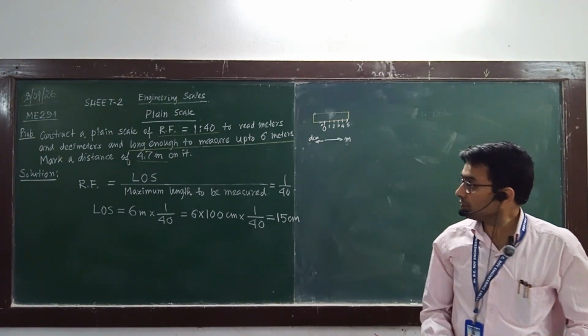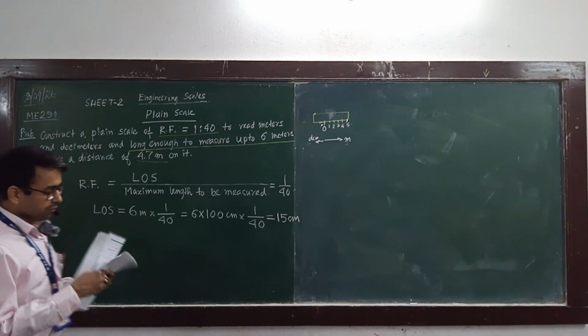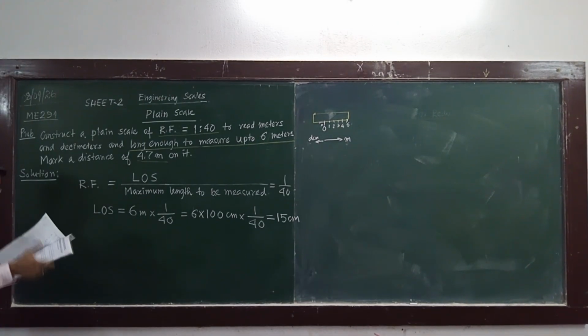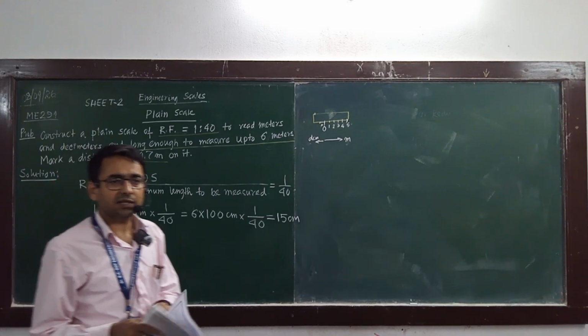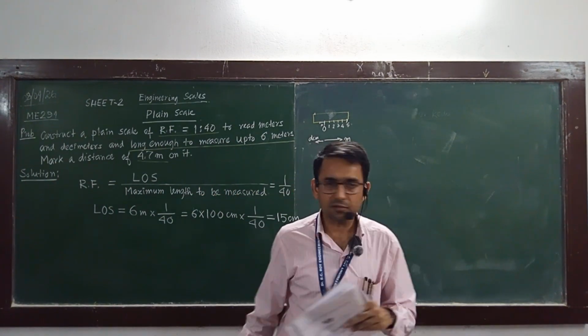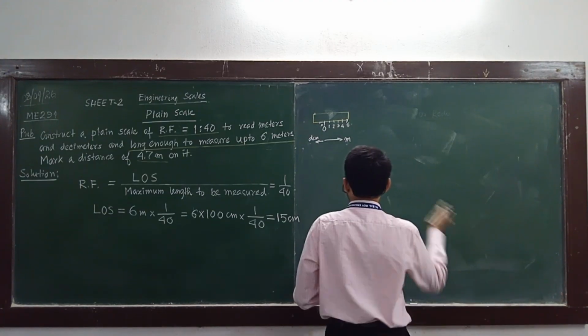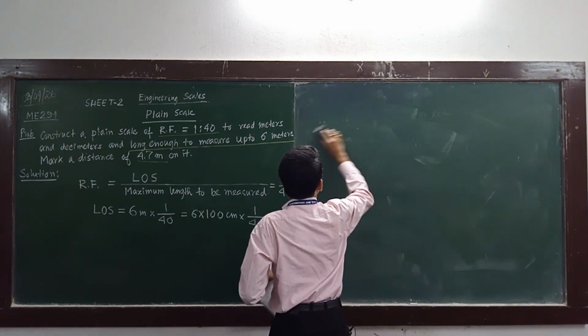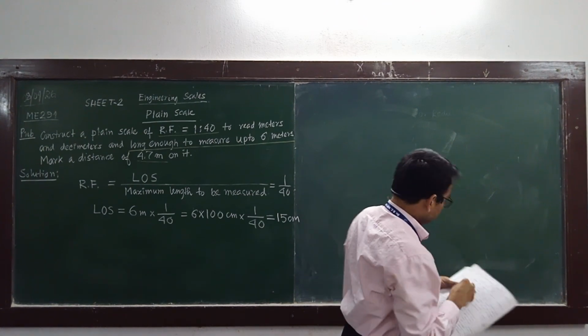So first, the length of the scale we have determined is 15 centimeters. Clear? So we will draw that. You know by this time how to divide a particular length into an equal number of divisions. So what we will do is we will take a length.